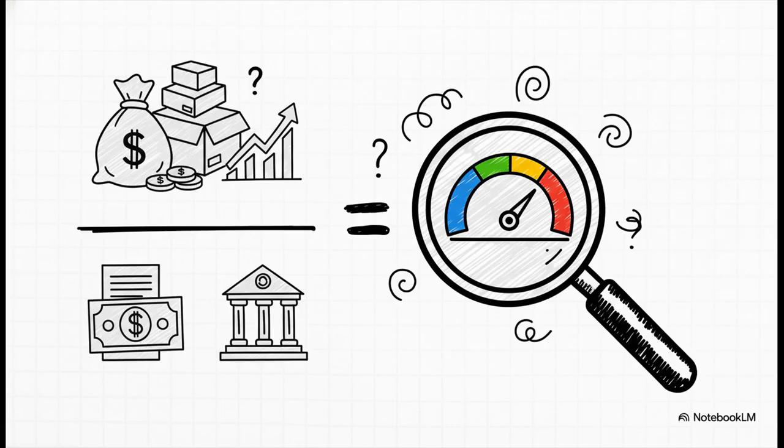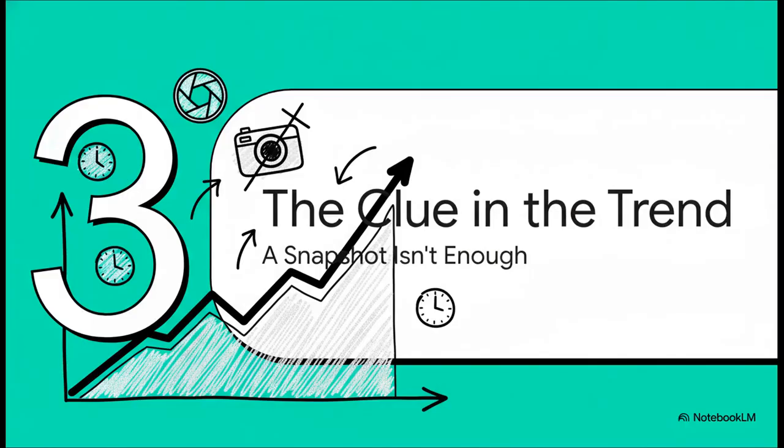Simple, right? But don't let that fool you. Its real power comes out when we start to dig just a little bit deeper. Okay, so let's get back to our case. It's time for our first major clue, and it's a big one. A single ratio is just a snapshot, a single photo. The real story, that's a movie. It unfolds when we look at the trend over time.